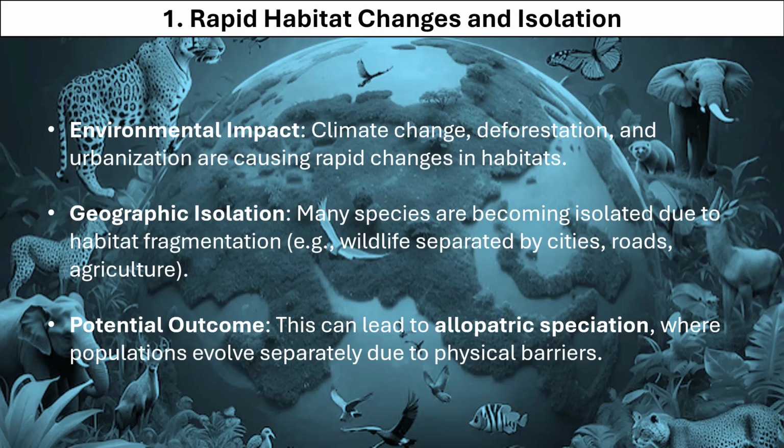Under current environmental conditions, there is rapid habitat change and isolation. Climate change, deforestation, and urbanization are causing rapid change in the habitat. Many species are becoming isolated due to habitat fragmentation, for example wildlife separated by cities, roads, and agricultural farms. This can lead to allopatric speciation, where the population evolves separately due to physical barriers.